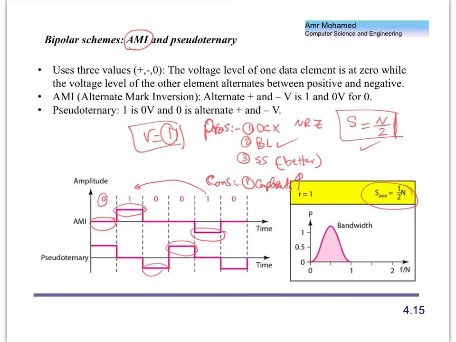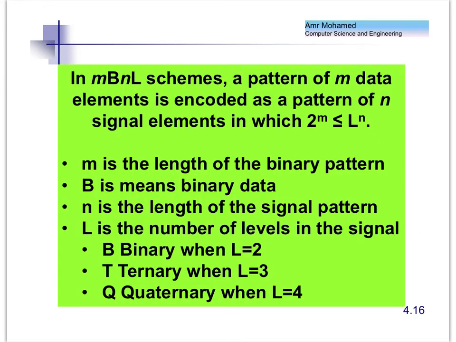The pseudo ternary is nothing but the reverse. So the one here is zero voltage and the zero alternates. So you either use the one or the zero to alternate. So the pseudo ternary is not actually new. It's the same as the bipolar AMI, but it's the opposite. So until now we finished the unipolar, we finished the polar and bipolar. Right? So we finished all these 3 categories.